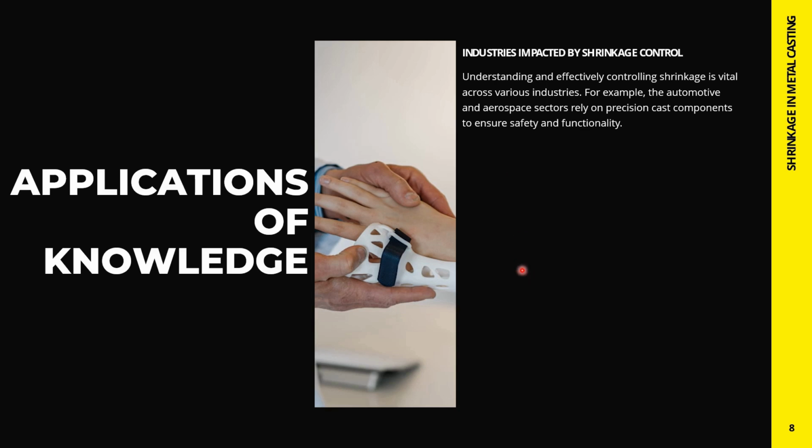Now the applications. Why is understanding shrinkage so important? Castings are used in industries like automotive, aerospace, and construction. Components such as engine blocks, turbine blades, and gears require high precision and minimal defects. By understanding and controlling shrinkage, we can ensure higher quality and durability of these critical parts. Understanding and effectively controlling shrinkage is vital across various industries. For example, the automotive and aerospace sectors rely on precision cast components to ensure safety and functionality.